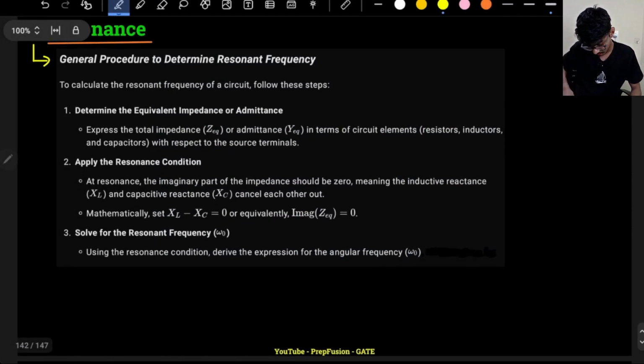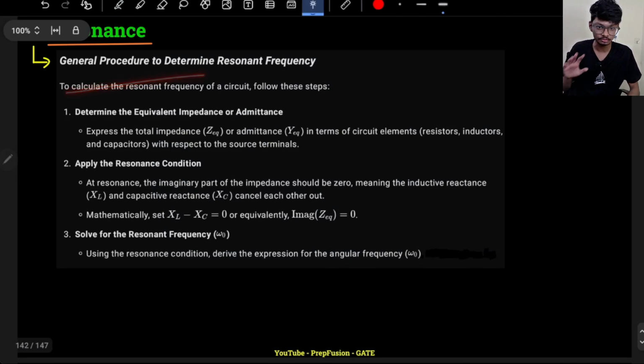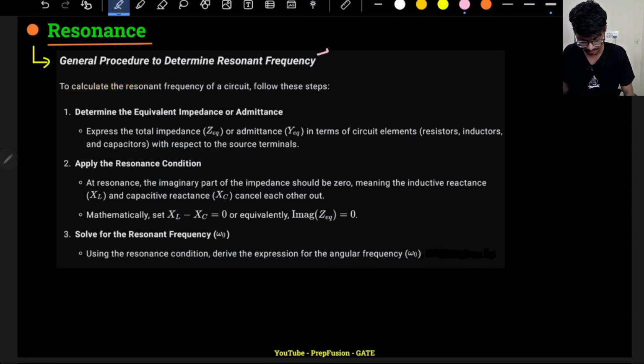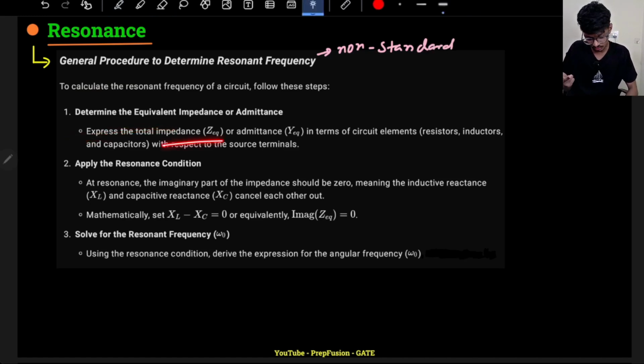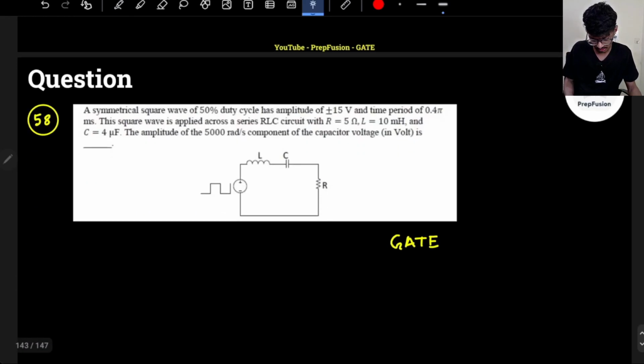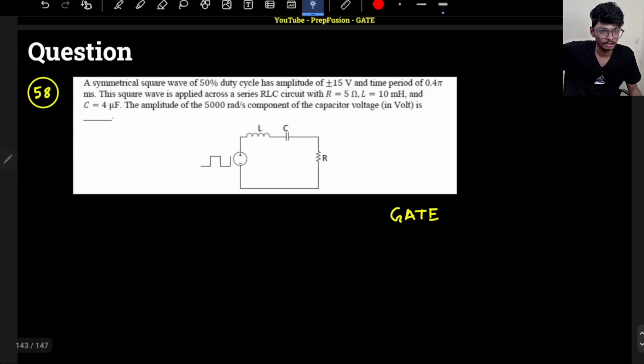So this is the general procedure to determine the resonant frequency for a non-standard circuit. Standard circuits I have already discussed, parallel RLC and series RLC. For non-standard we have done it: you calculate the equivalent impedance or admittance and make the imaginary part 0. Then you apply the resonant condition, that is imaginary part 0, and solve for omega naught. So that was the very basic method.